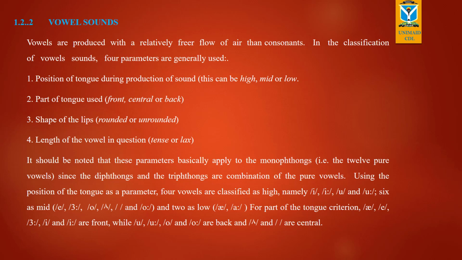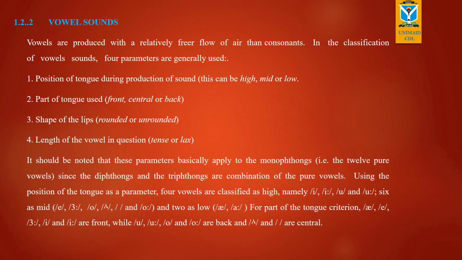Then the last basic parameter for the vowels description is what? It is the length, that is, the length of the vowel in question, whether the vowel is tense or lax. By tense, that is when the vowel is realized longer, or lax when it's realized shorter. Take for instance a vowel like /ɪ/ and /iː/. The first one is a bit shorter than the second, which is longer.